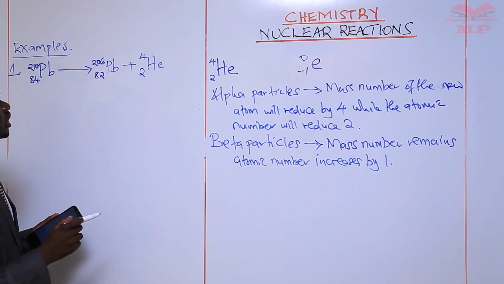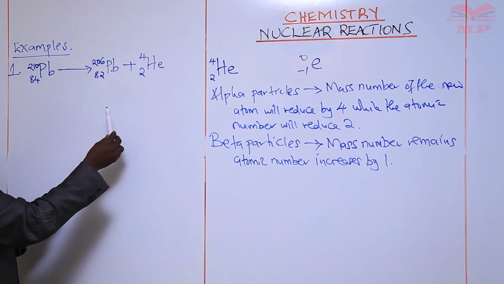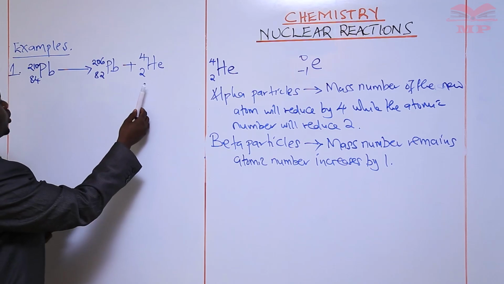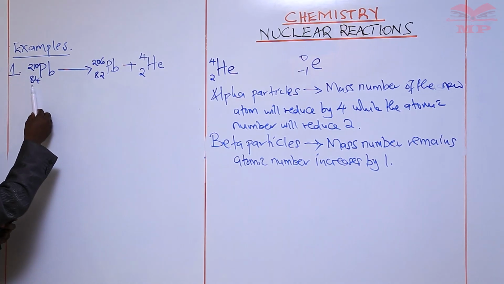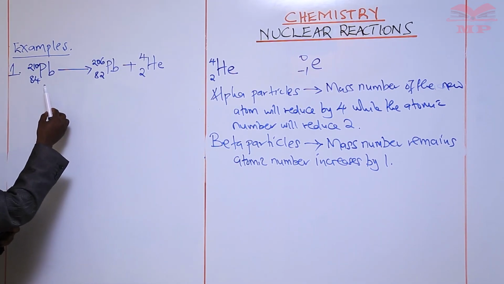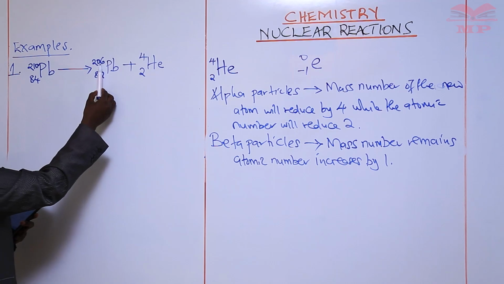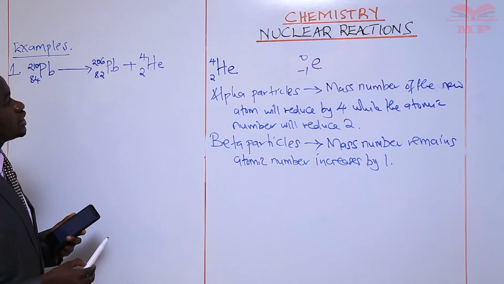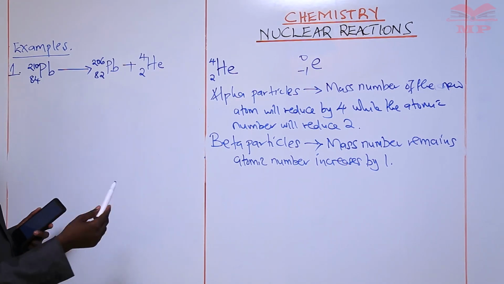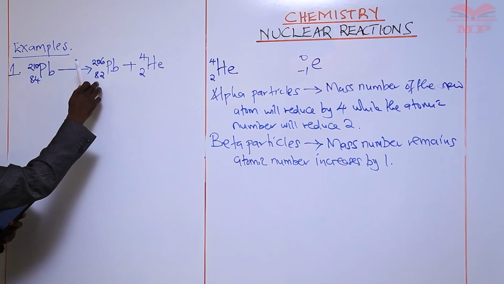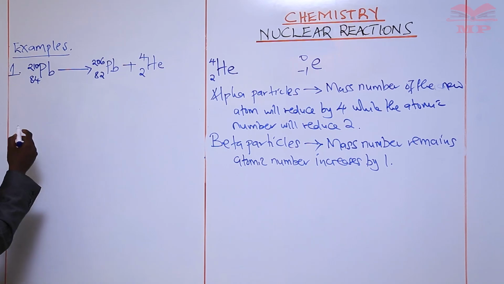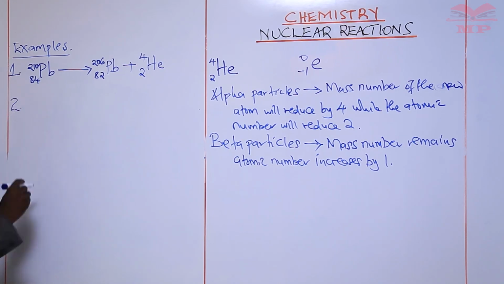So my dear candidate, you realize that if you add the atomic numbers on the left of the equation, it should be equal to the atomic number on the right. On the left, atomic number 84. On the right, 82 plus 2 gives you 84. Mass number on the left, 210. Mass number on the right, 206 plus 4 gives you 210. So this is what is called a nuclear equation. Don't forget, if an alpha particle is emitted, we reduce the mass number by 4 and the atomic number by 2. So, another example of a nuclear equation.